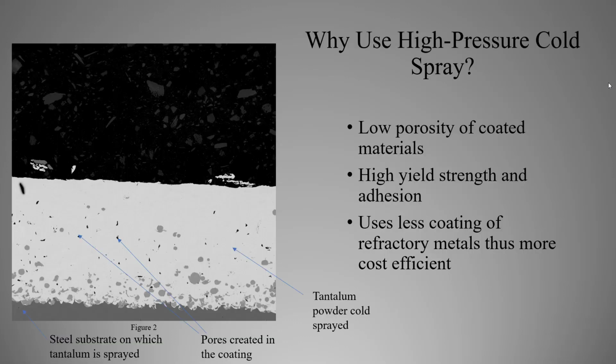In this research, tantalum is sprayed on a stainless steel substrate using the high pressure cold spray method. Cold spray enables the tantalum powder to be sprayed on the steel substrate without melting. The particles of the powder are sprayed on the substrate using a gun with a nozzle which has very high speeds, which results in a good bonding between the coating and the substrate.